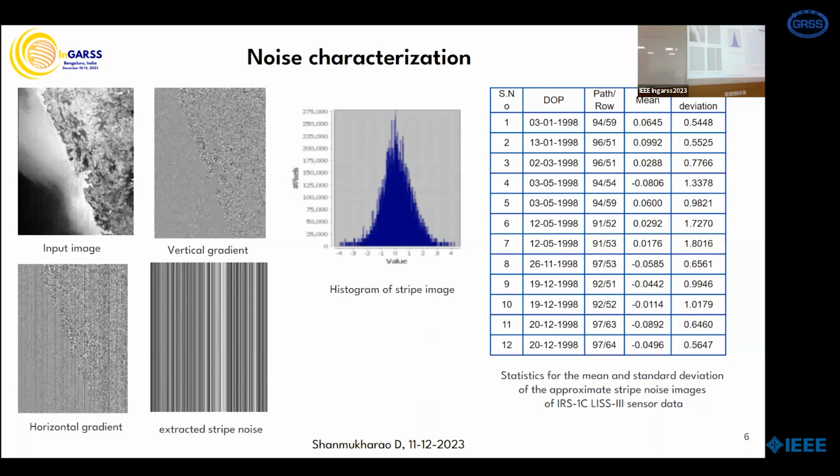In the same way, if I look at the distribution, it has almost zero mean, with standard deviation from 0.2 to almost 1.7. Here I have taken 1998 different scenes of data, and by using that I have done the noise categorization. When generating the label images, I took the clean image and added noise with mean value 0 and standard deviation from 0 to 5, and then generated the labels.